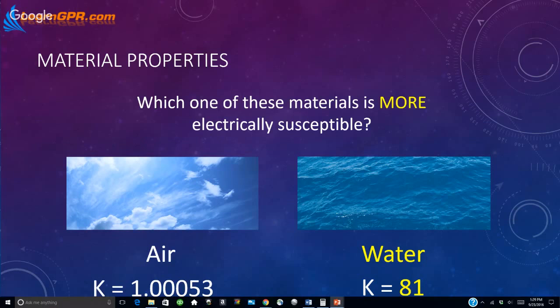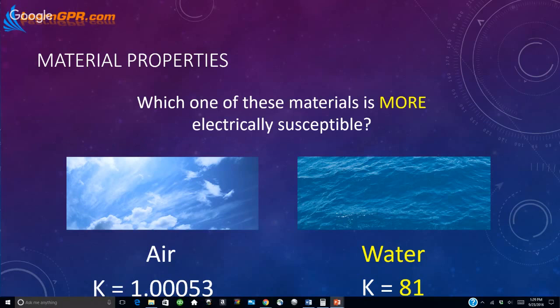It's almost 1. So what would 1 be? What kind of material would be 1 if you had vacuum space with nothing in it, no particles, no nothing? That would be equivalent to 1. Air, however, is 1.00053, give or take. And it's almost 1 because there are some particles in it that do slightly hinder or slow down the speed of an electromagnetic wave as it's traveling through air compared to a vacuum.